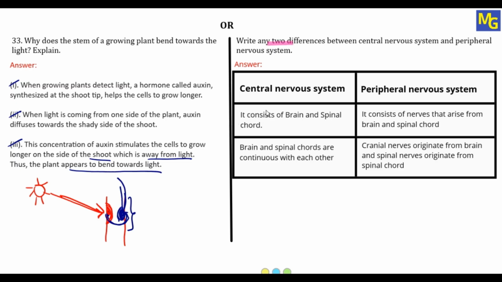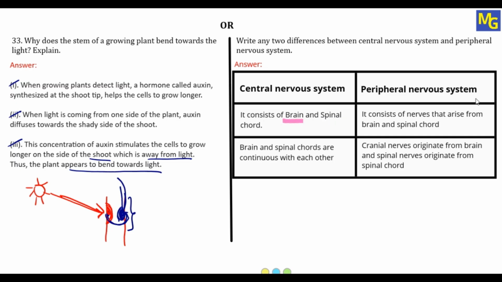So the first difference: the central nervous system consists of the brain and spinal cord. What is central? The main nervous system. It consists of the brain, which controls the face part of the human body, and the spinal cord, which controls the actions that take place in the whole body. Below the head, whatever actions take place are all controlled by the spinal cord. Therefore it consists of the brain and spinal cord.